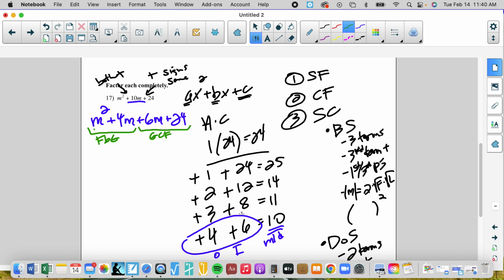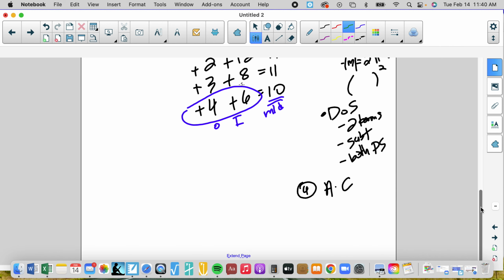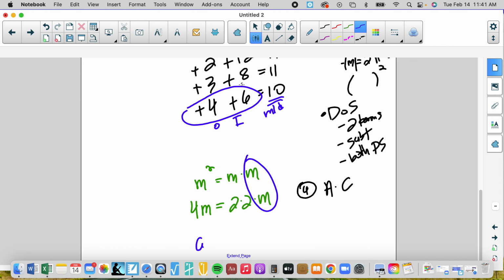So looking at the first pairing, what's the common factor? They both have an m. So I can factor out an m from both of those. Factoring, we have to remember how to factor. We saw this earlier. If I have m squared and 4m, the prime factorization of m squared is m times m. The prime factorization of 4m is 2 times 2 times m. What do they have in common? They have an m in common. So my GCF is going to equal m.